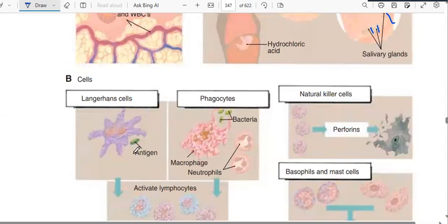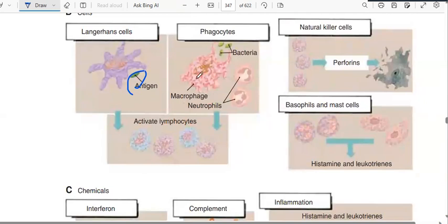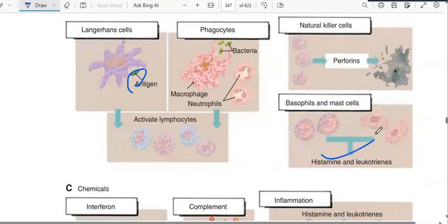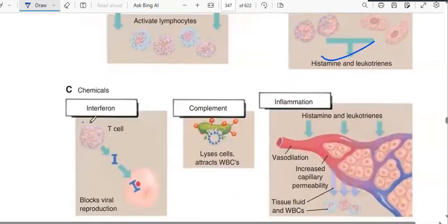Langerhans cells will take the antigen and go to the lymphocytes. Your macrophages will attack the bacteria. Please note this: these are the natural killers, with perforins, which will damage the bacterial cell membrane. The Langerhans cells will activate lymphocytes. Basophils and mast cells will release histamines and leukotrienes. And we have interferon.